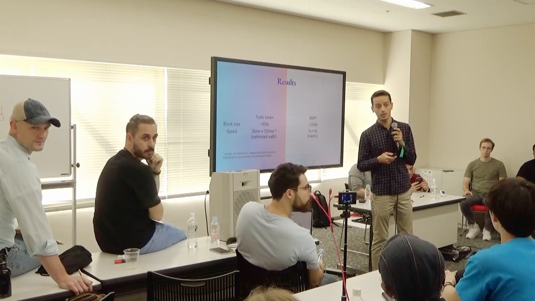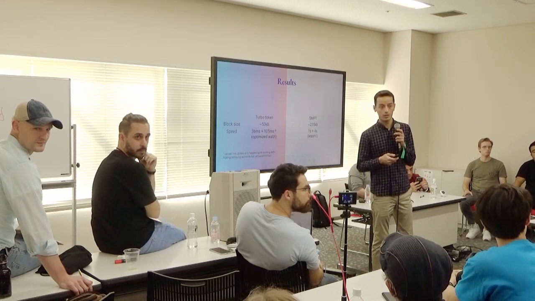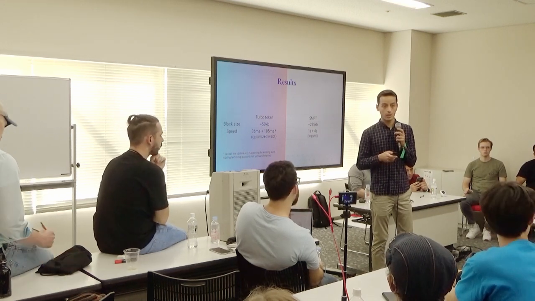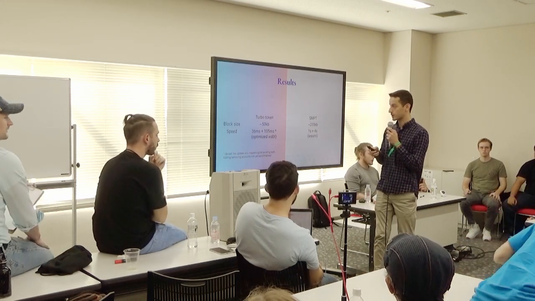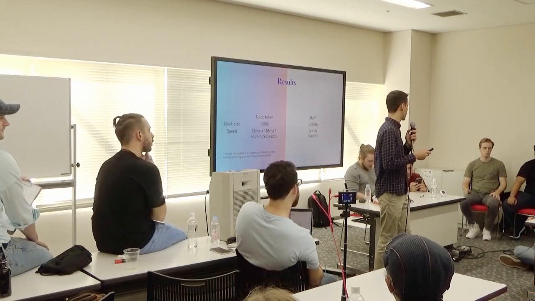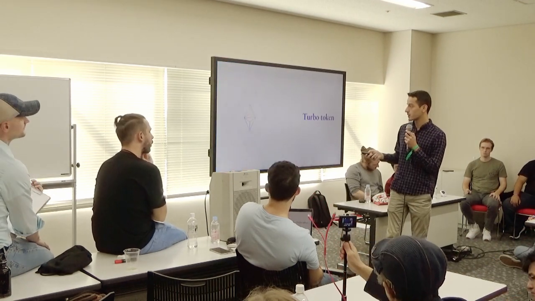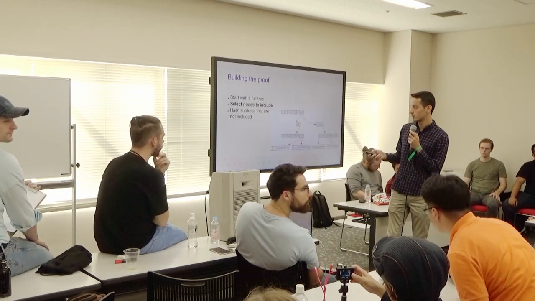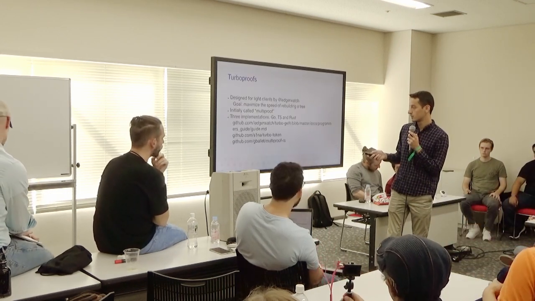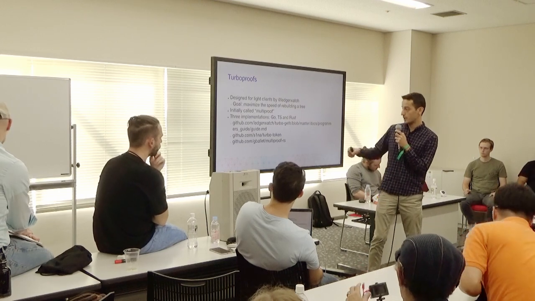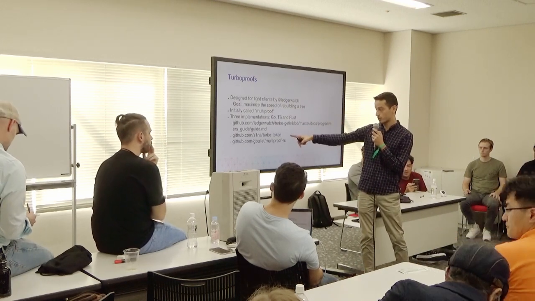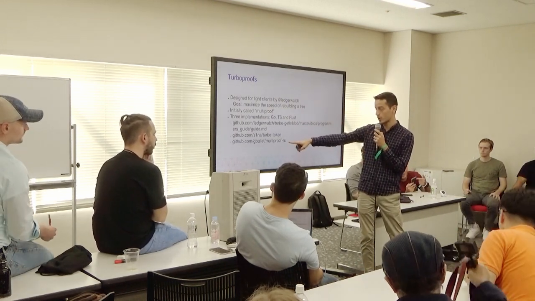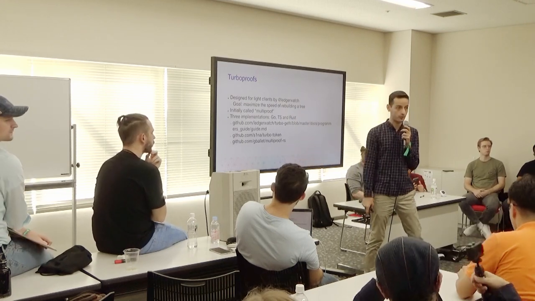Yes? Do you have a GitHub link where we can find the source code of this prototype? I think there is. So this is Turbo Token. This is the Rust implementation of Turbo Proof.